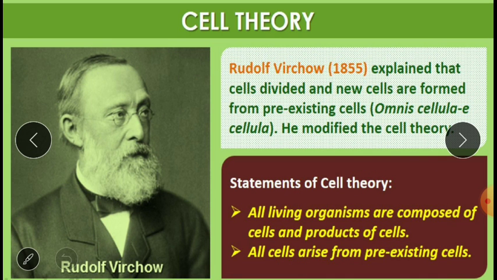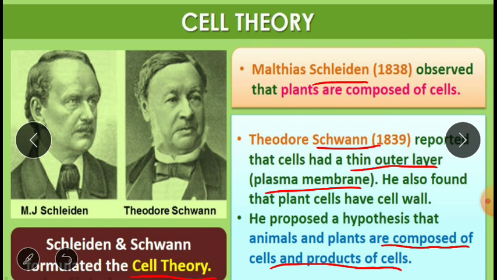So let us see what the cell theory is. One more scientist, Rudolf Virchow, in 1855 explained that cells divide and new cells are formed from pre-existing cells. He also modified the cell theory. The original cell theory, what Schleiden and Schwann were saying, was that each and every organism, that is animals and plants, is composed of cells and the products of cells.